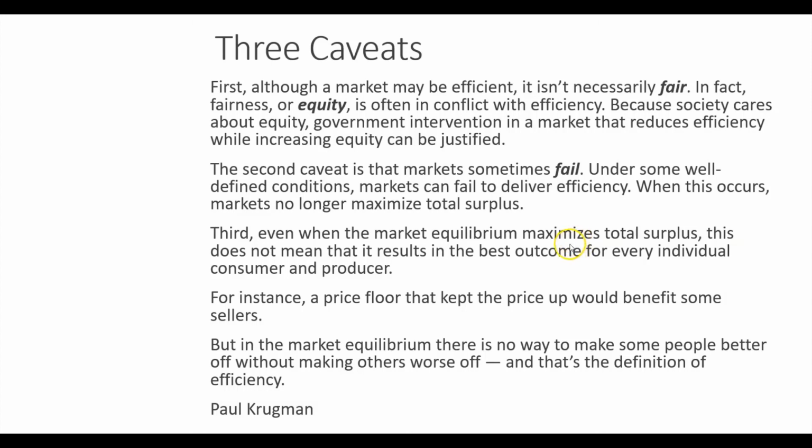So even though we talk about the merits of having an efficient market and marginal benefit equaling marginal cost, the free market can create outcomes that are not beneficial to all people. So, for instance, a price floor that kept the price up would benefit sellers in some instances. But in the market equilibrium, there's no way to make some people better off without making others worse off. And that's the definition of efficiency. So you want to keep those ideas in mind as we go through this discussion.